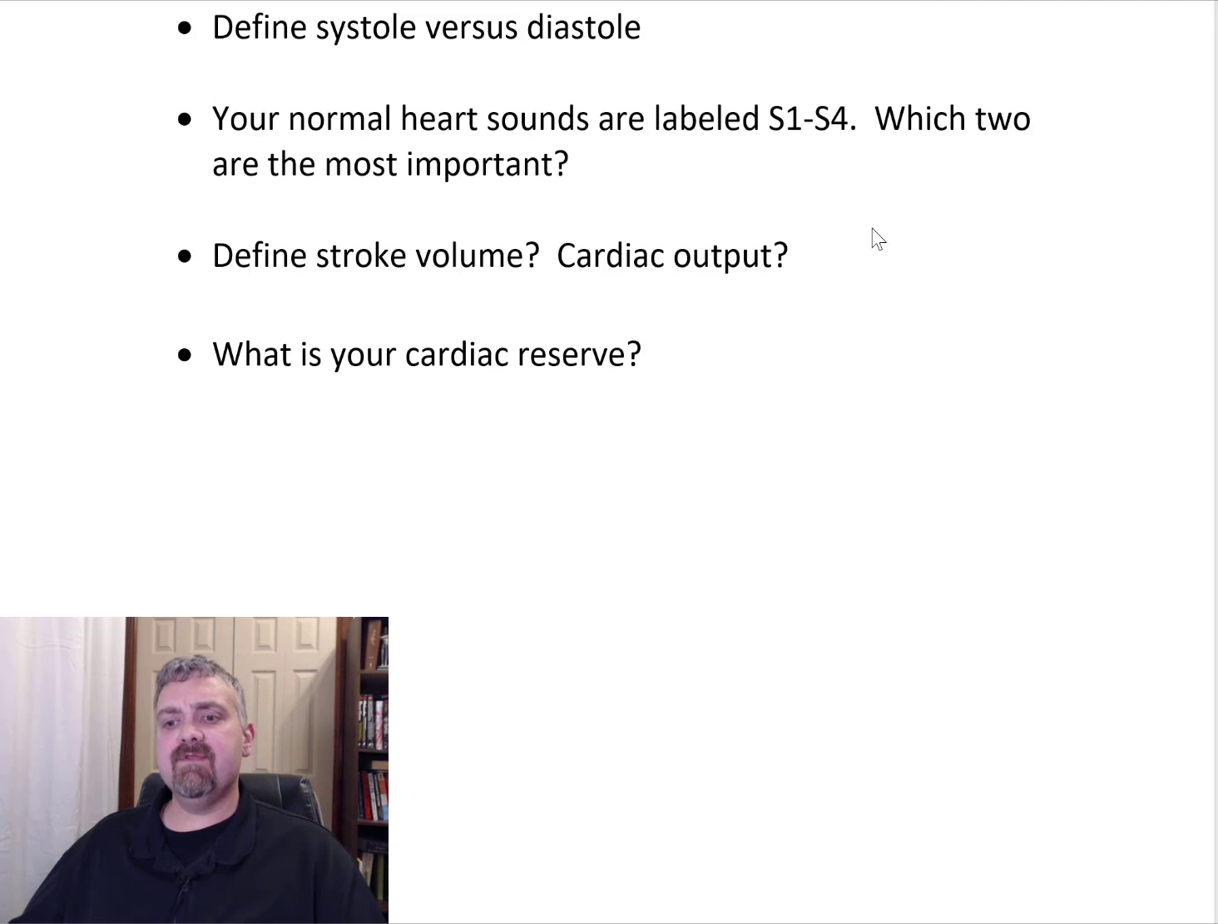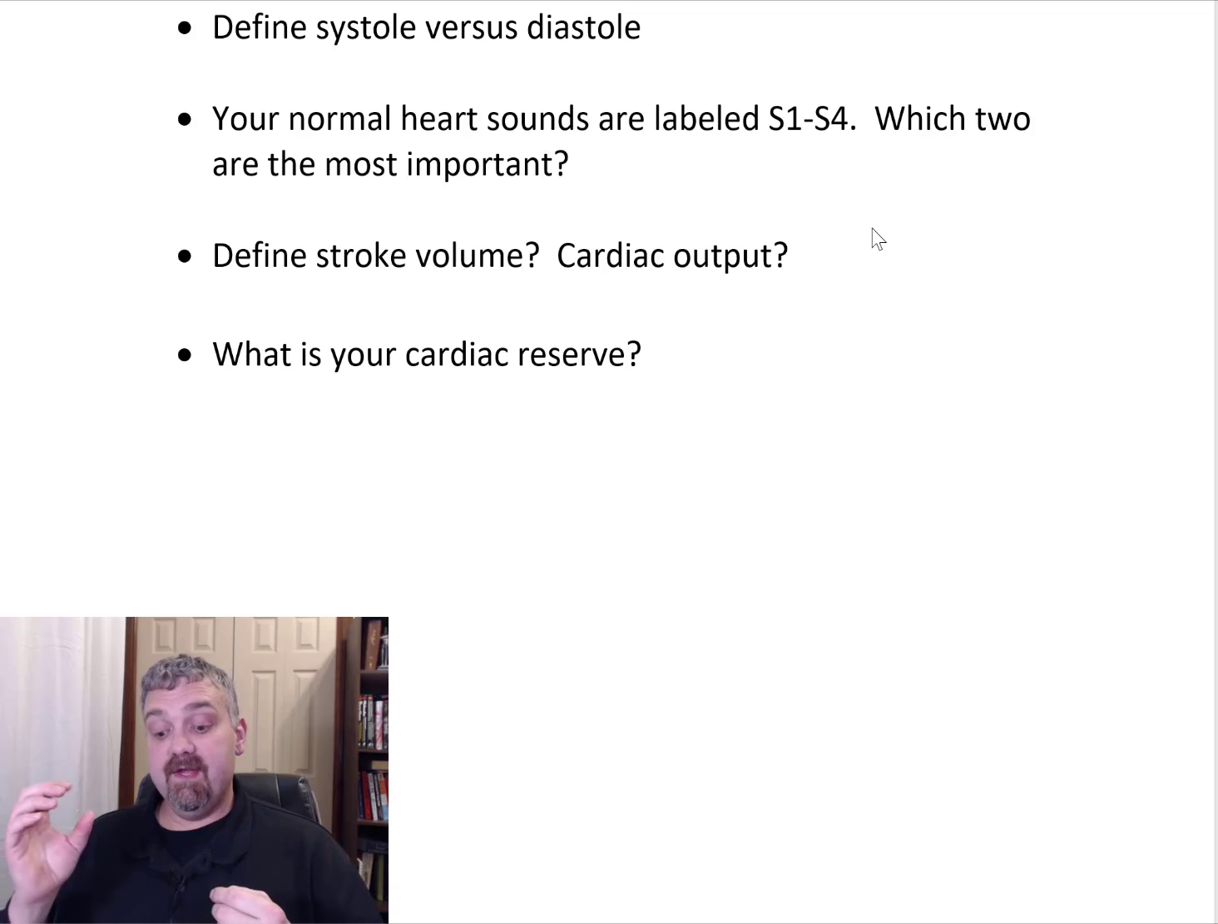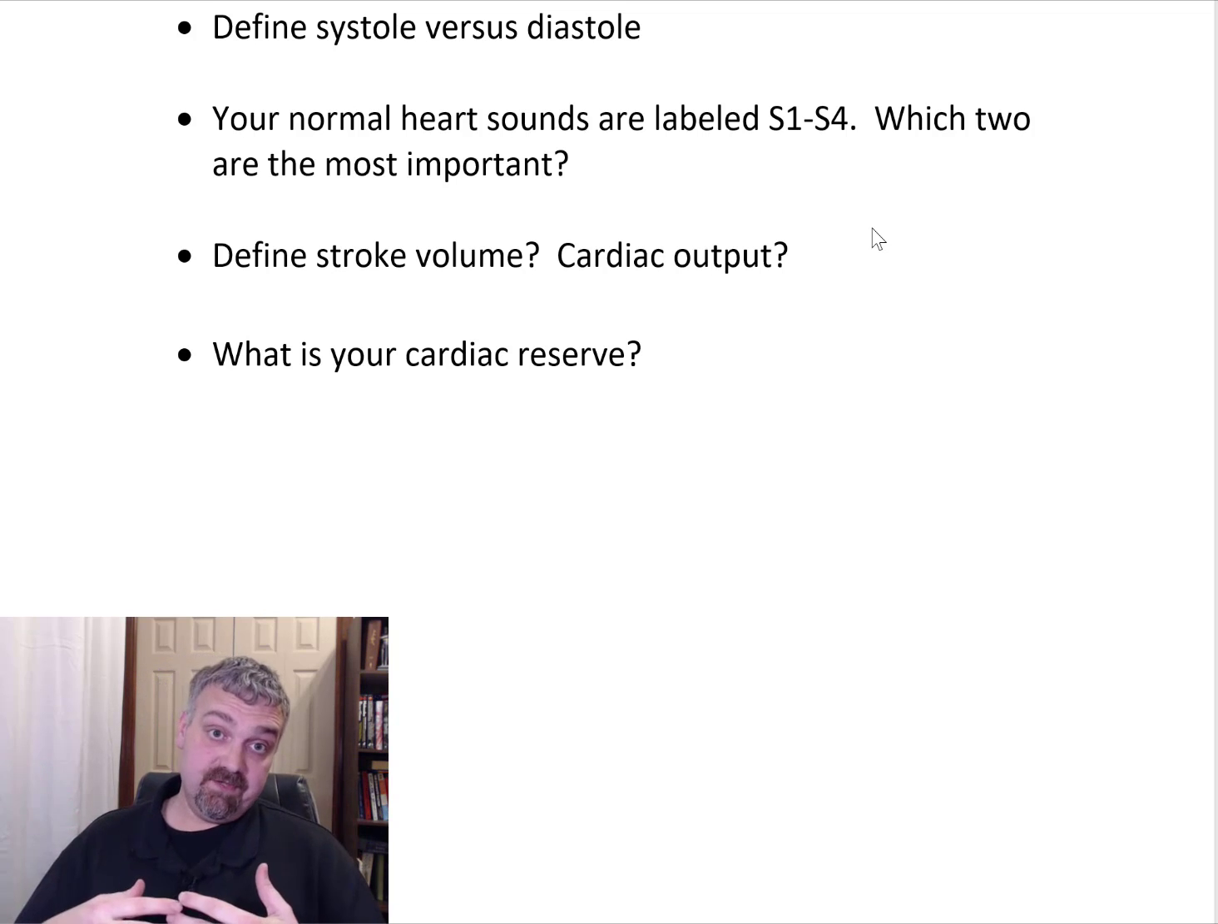All right, your normal heart sounds are labeled S1 through S4. Which two are the most important? There are four, but S1 and S2 are by far the most important. When you hear people talking about the heart, what you usually hear is lub-dup. Some say lub-dub, but lub-dup is what you usually hear. S1 would be the lub, and that's when your two AV valves slam closed. The dup is the S2 heart sound. That's when your two semilunar valves slam closed.